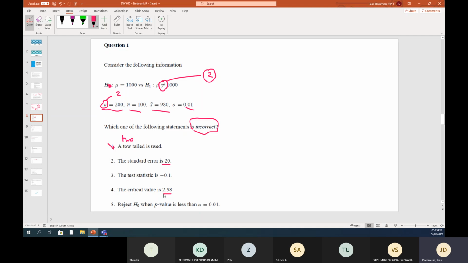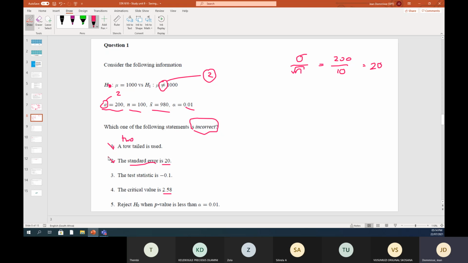So if I look at my table, let me quickly see, I haven't written down the table yet, but if you look at your table, we'll probably get that answer, and then we need to make a decision. Okay, so let's start with standard error. Standard error we've seen again in study unit 7. Your standard error is your standard deviation divided by the square root of n. So standard deviation is 200. Your n here is 100. So square root of 100 is 10. So standard error is 20. Standard error is 20, so that is correct.